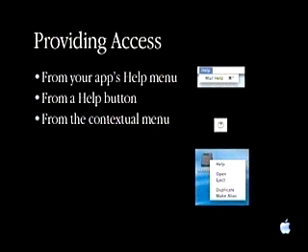How do people get to your help? Well, three ways primarily. The first method of access, and the one you should definitely implement, is a help menu. In a help menu, we recommend a single item in there. In this case, it's Mail Help in this slide. It should obviously be your application's name, Help, with Command-Question Mark as the keyboard shortcut.